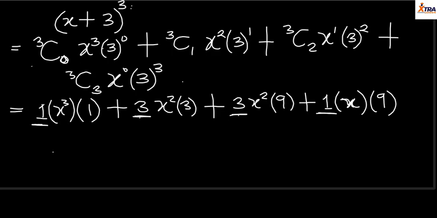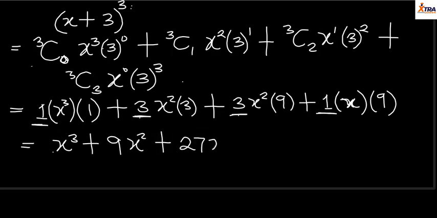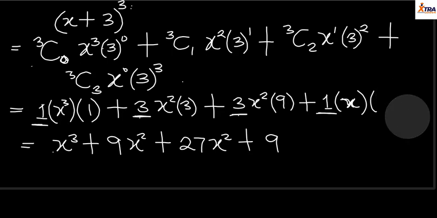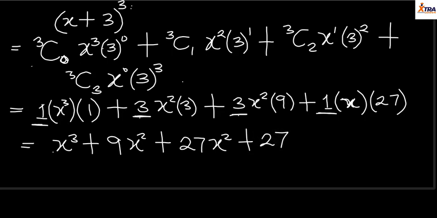Now, solving this, moving forward, we have x cubed plus 3 times 3 here gives me 9x squared, plus 3 times 9 giving me 27x. Plus 3 raised to power 3 should give me 27 instead of 9. So the same change should occur here. So this becomes my final answer.